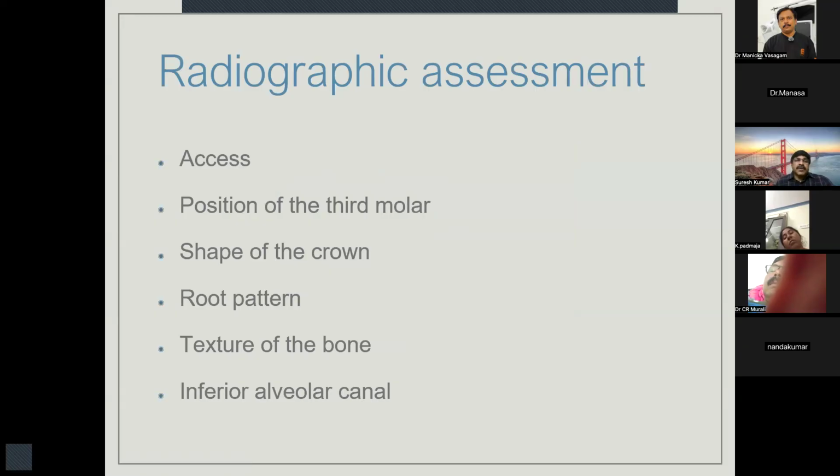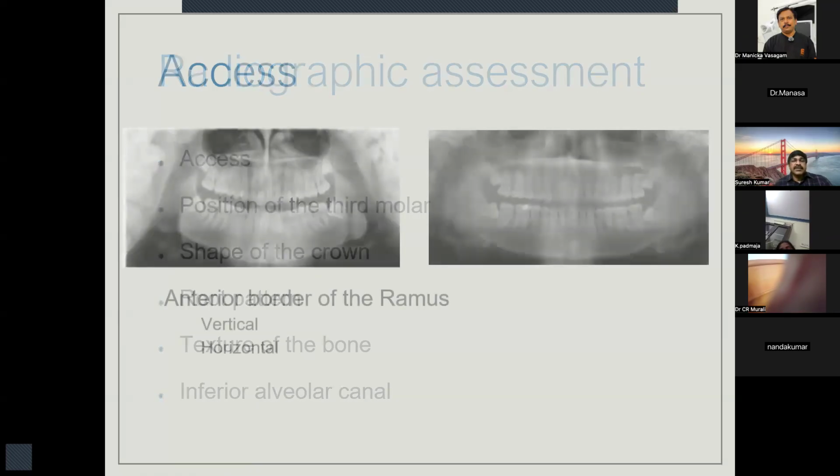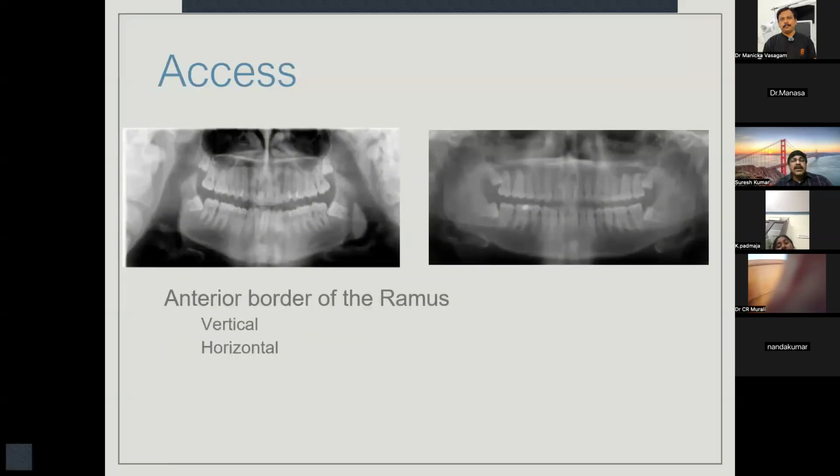So what are the points to be looked at in radiographic assessment? There are certain key features you should analyze. One is called axis, second is position of the third molar, shape of the crown of the third molar, root pattern of the third molar and the second molar, and what is the texture of the bone, and what is the relationship of the inferior alveolar canal to the impacted lower third molar. All these points are to be gathered from the X-ray assessment. Okay, so we'll see one by one in a little more elaborated way.